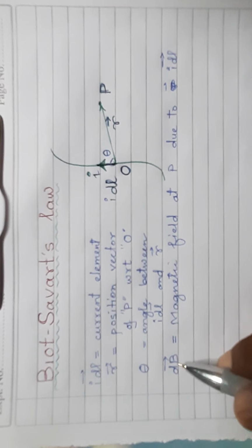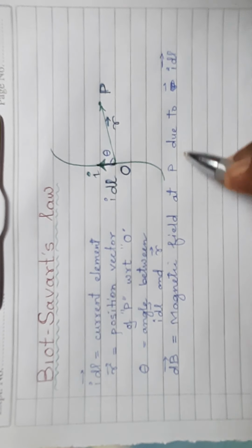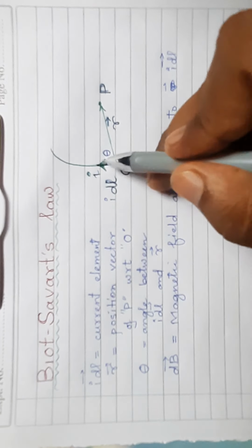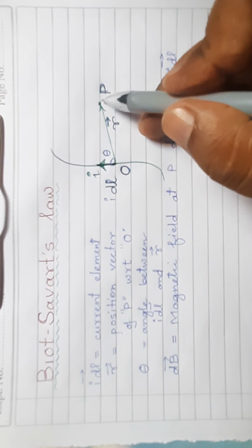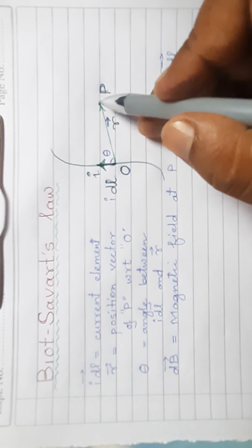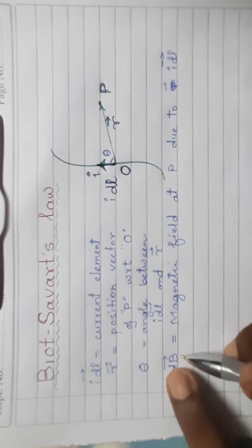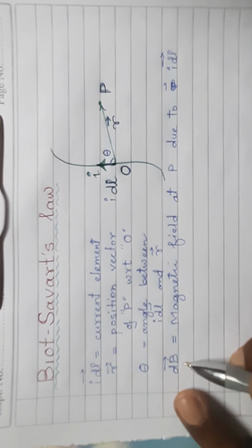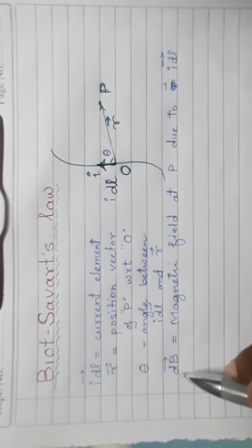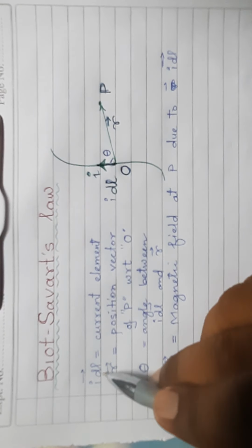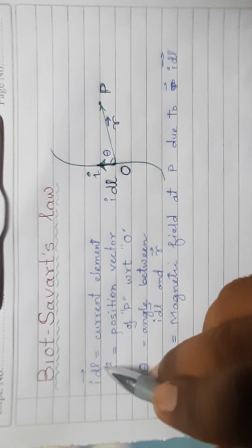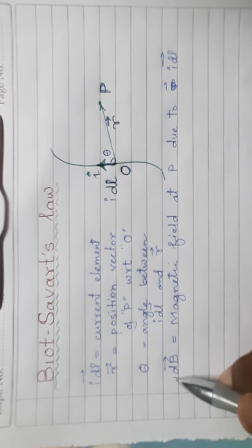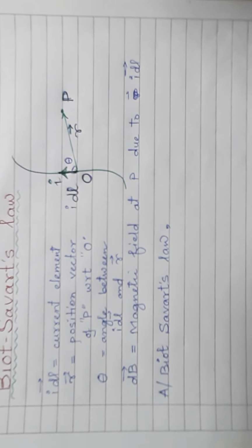Suppose dB is the magnetic field at P due to Idl. Because of this segment, what is the magnetic field here? Say dB is the magnetic field. Generally, magnetic field is represented by B, but since the length is small, dl, the magnetic field will be small, dB. B is the magnetic field, dB means small magnetic field. L is the length, dl means small length. Since the length is small, the magnetic field is also small.